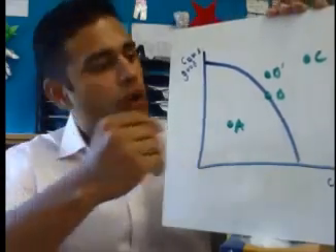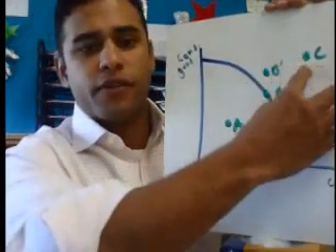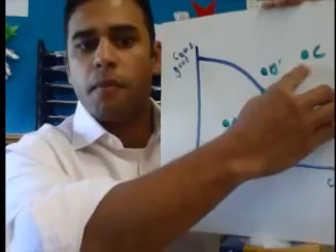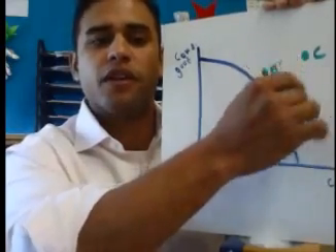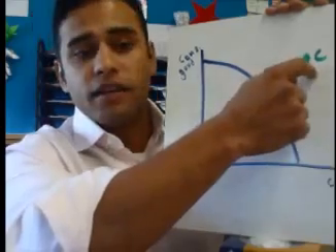Okay, so what about point C here? Well, that would be great if we had that much GDP maybe, but we can't. It's unattainable for now. And we're going to talk in a few minutes here about how we might get there.